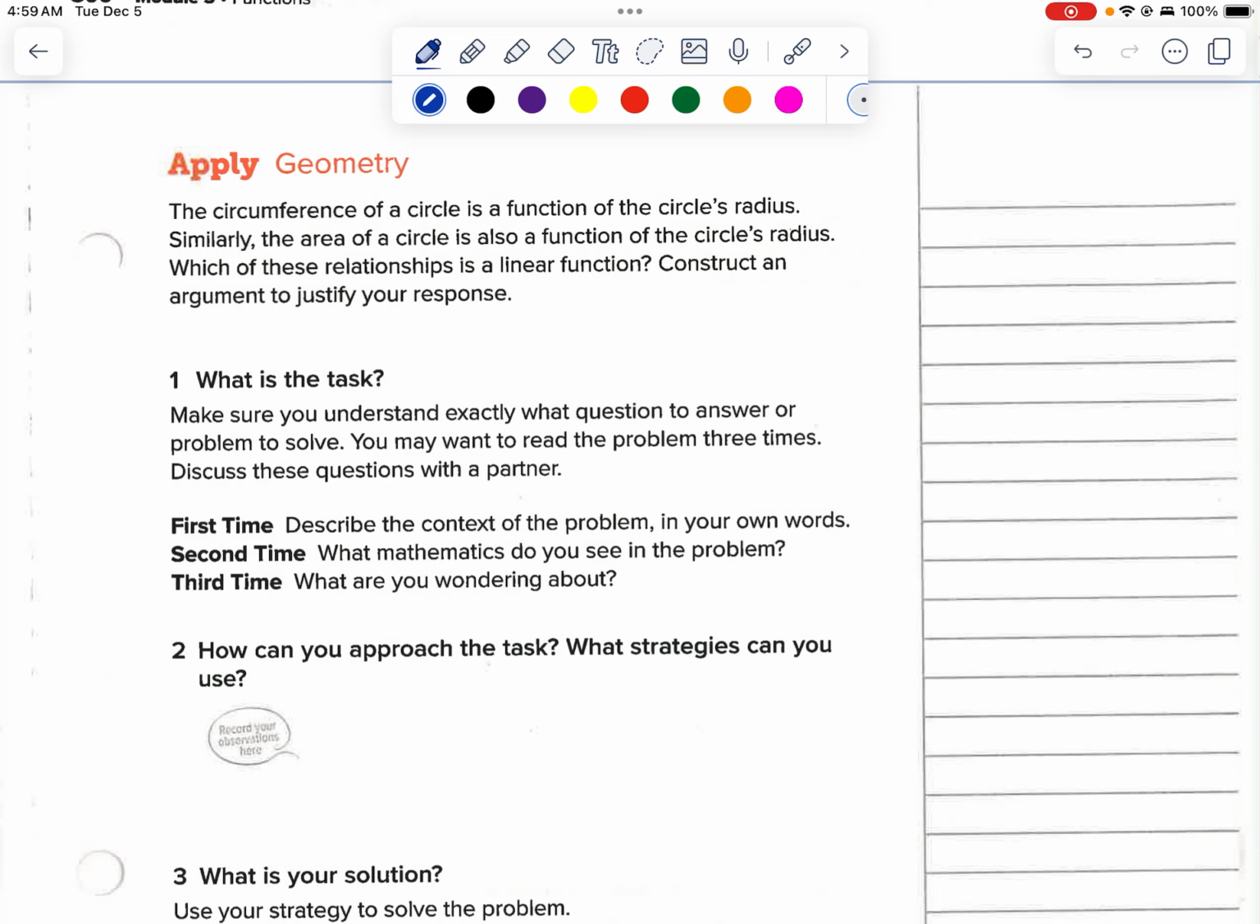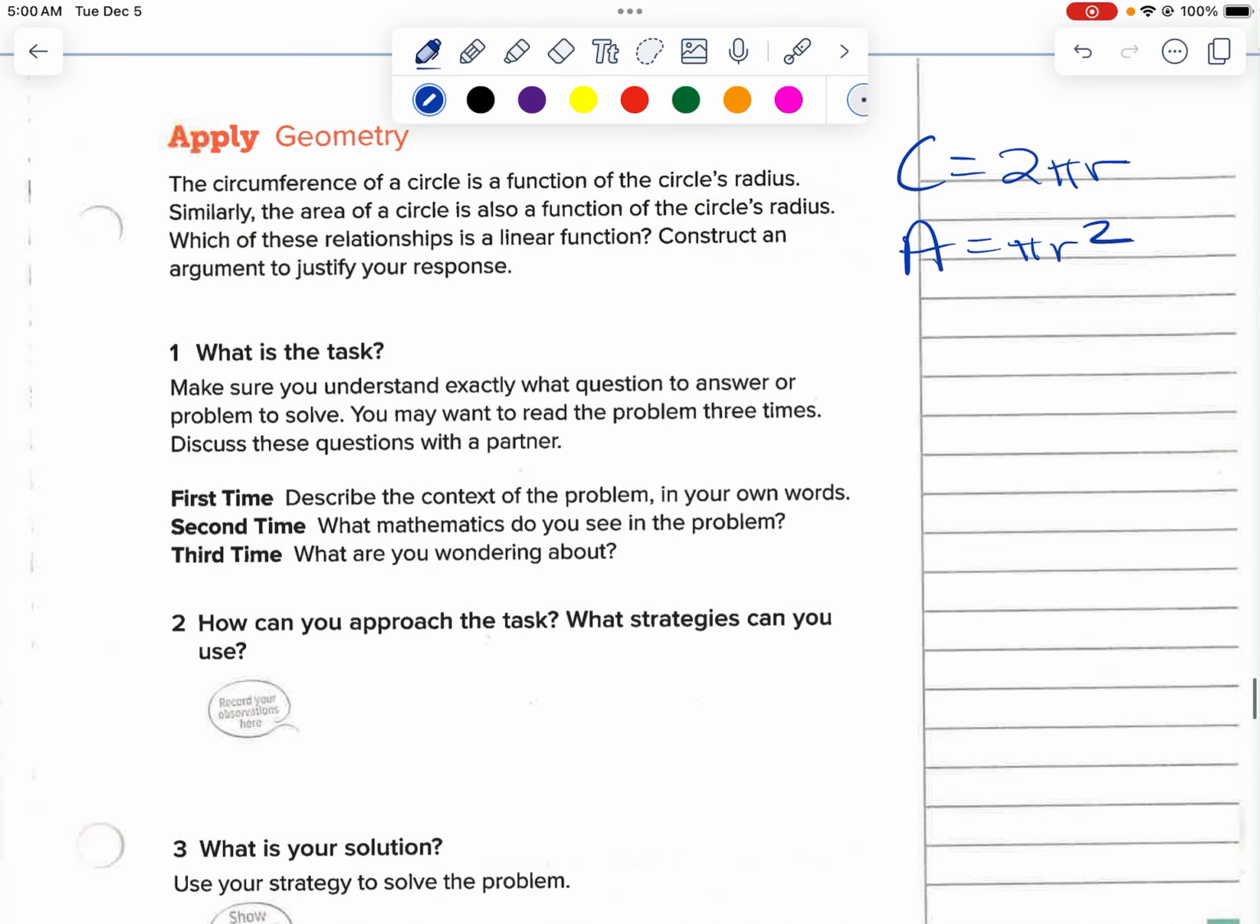The circumference of a circle is a function of the circle's radius. Similarly, the area of a circle is also a function of the circle's radius. So circumference is 2 pi r. Area is pi r squared. Okay. Then it says, which of the relationships is a linear function? Construct an argument. Okay.